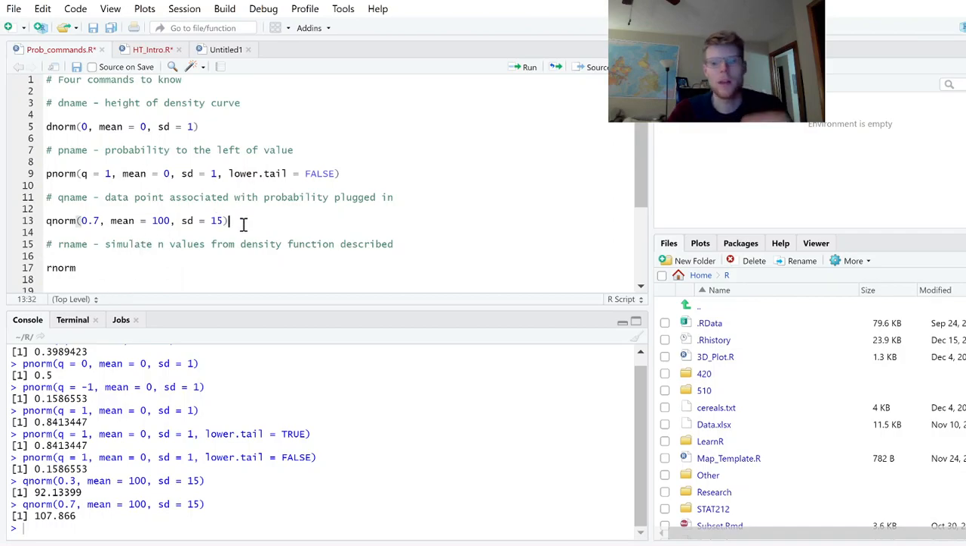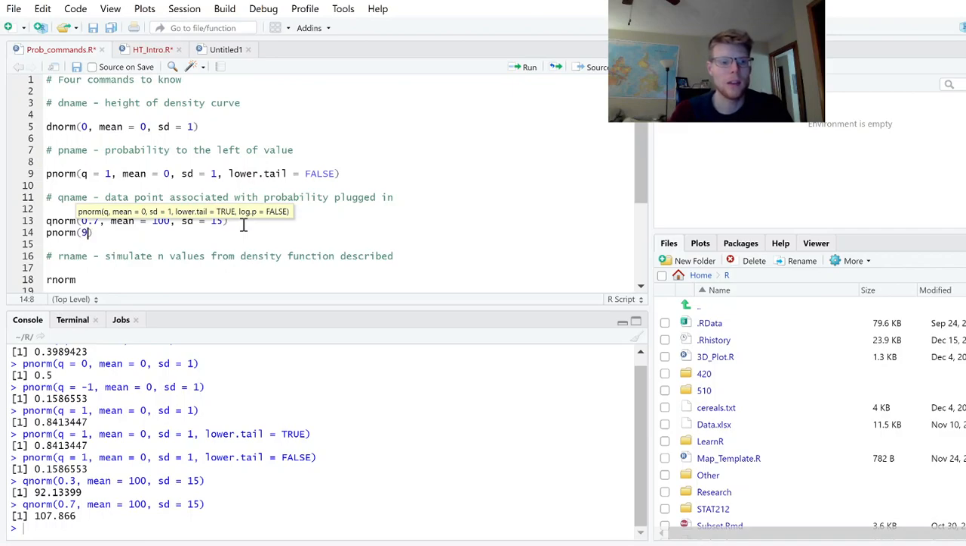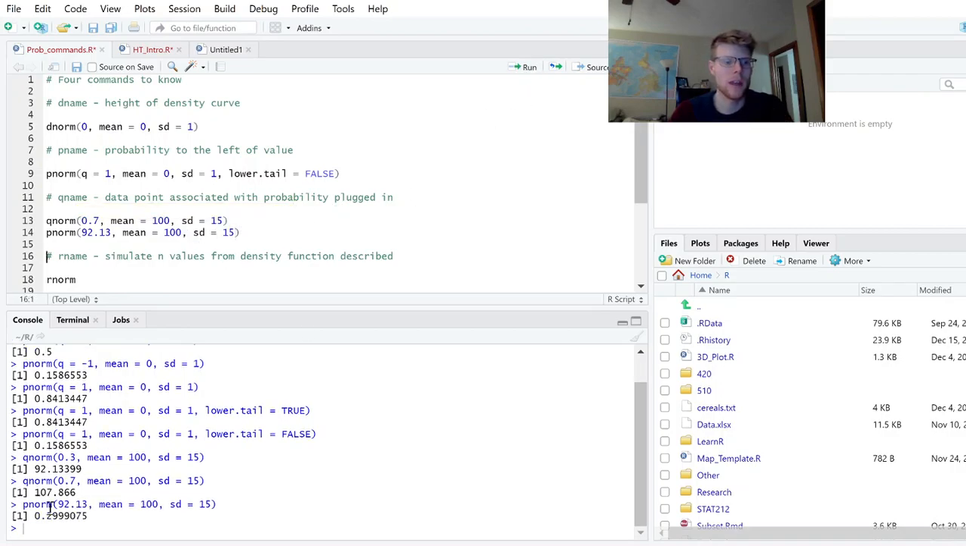And then, by the way, I'll go ahead and do the inverse here. If I were to plug in 92.13 approximately, same information, but now I'm going to do the p-norm, I should get back 30% approximately. So again, it's the inverse.